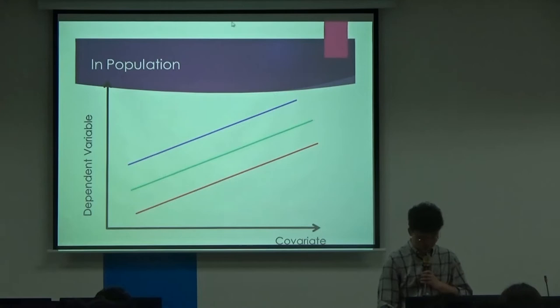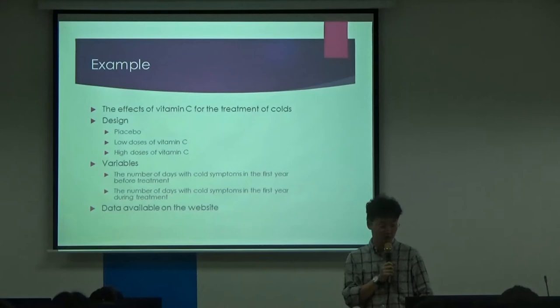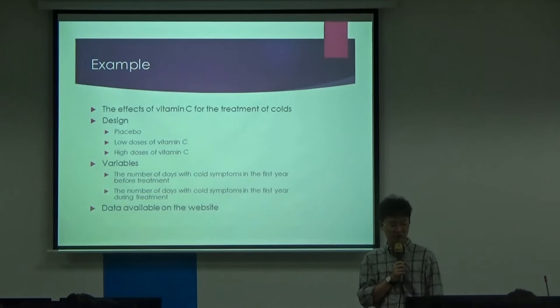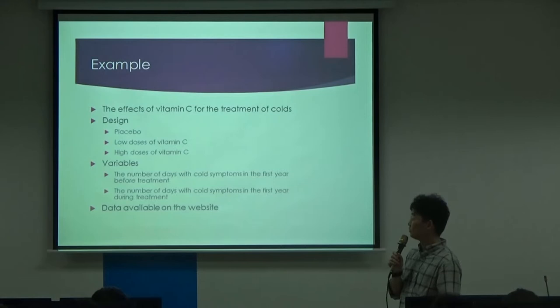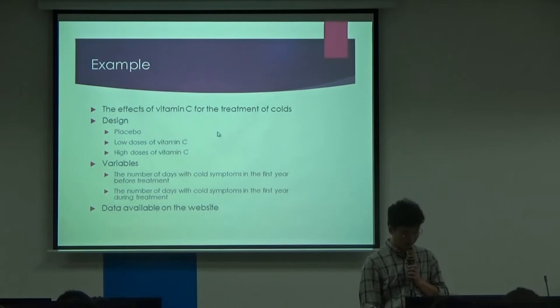So I have an example here, a very simple example. There are three experimental conditions: placebo, low dose vitamin C, and high dose vitamin C. And then there are two variables. One is the dependent variable, the number of days with cold symptoms during the intervention. And then there is also a kind of pretest, the number of days with cold symptoms in the first year before treatment. So I think we have three variables. The data is on the website.